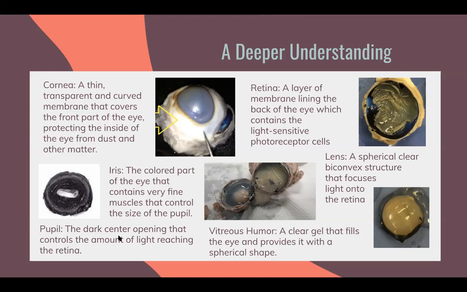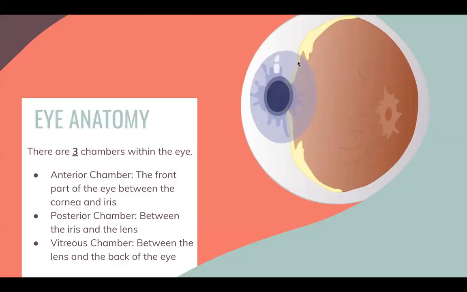So then we have the pupil. It's a dark center opening that controls the amount of light reaching the retina. Unfortunately, because this is not like a real life dissection, there's a lot of things I cannot do. But if we were to look at an eye before, if I just go to my last slide, here's the pupil. We see it as black.